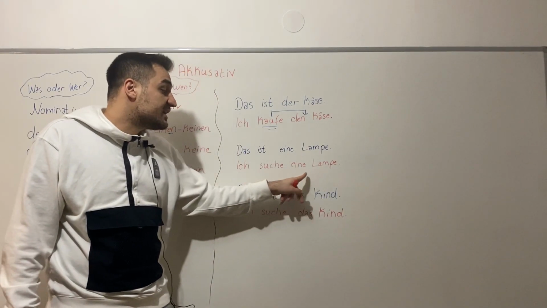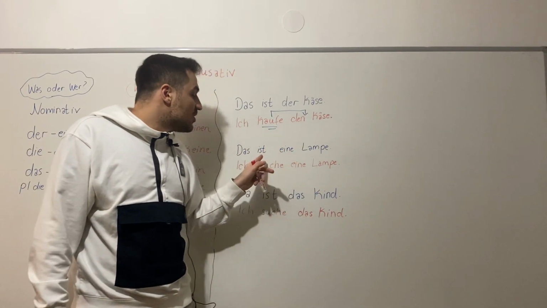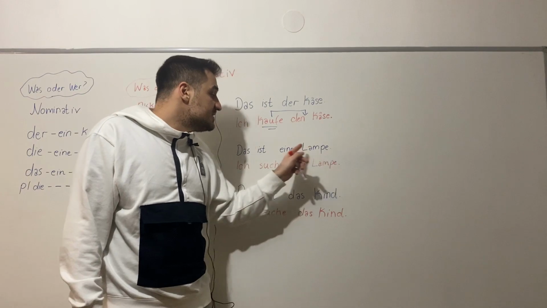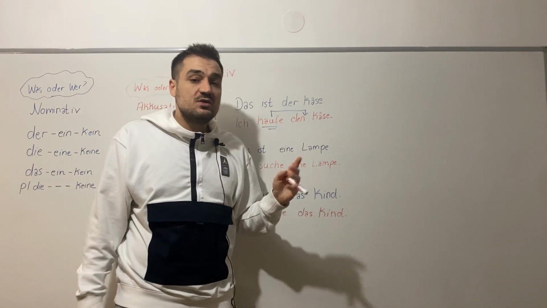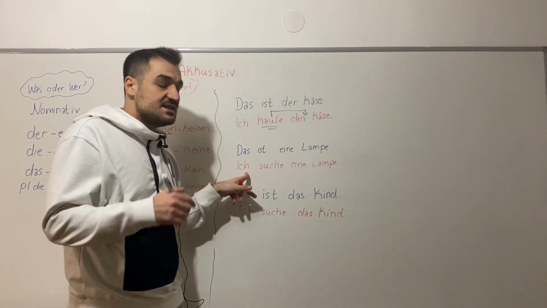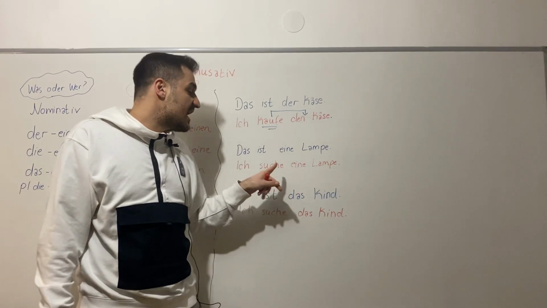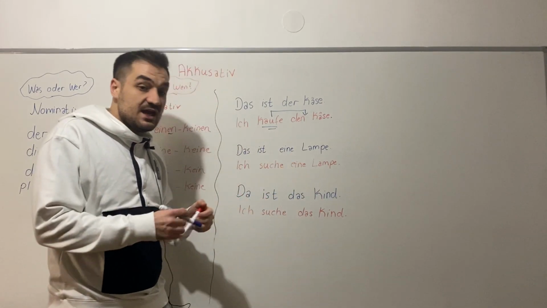I am searching a lamp. Now the blue one is the nominative case, because there is no movement, there is no action. You are saying only this is a lamp. But in the second sentence it's in the accusative case, because you are searching the lamp, there is a movement, and the verb is affecting directly the noun.